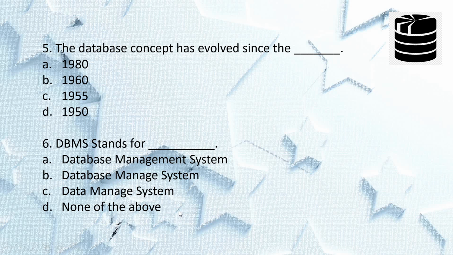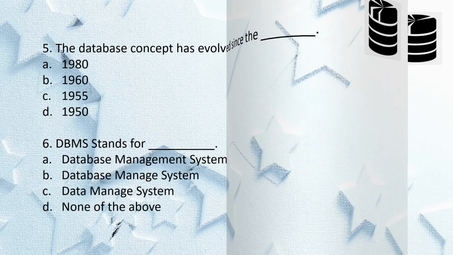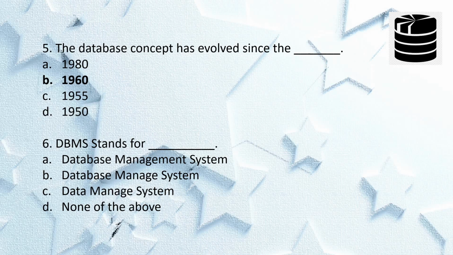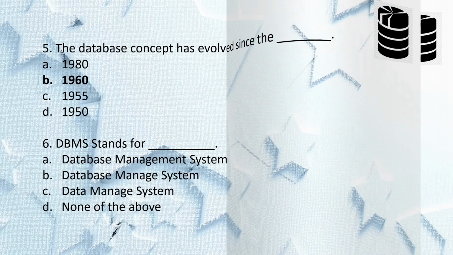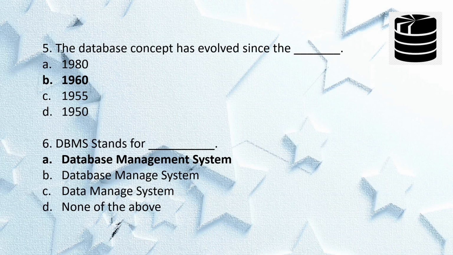Number 5, the database concept has evolved since, you have to tell the correct year: 1980, 1960, 1955 or 1950. The correct answer is B part, 1960. Sixth question, DBMS stands for Database Management System, Database Managed System, Data Managed System, or none of the above. The correct answer is Database Management System.